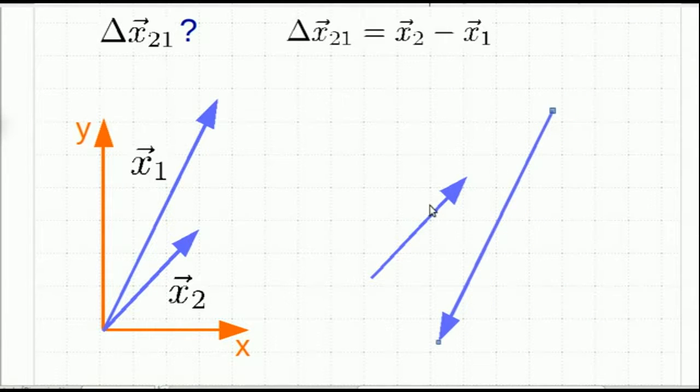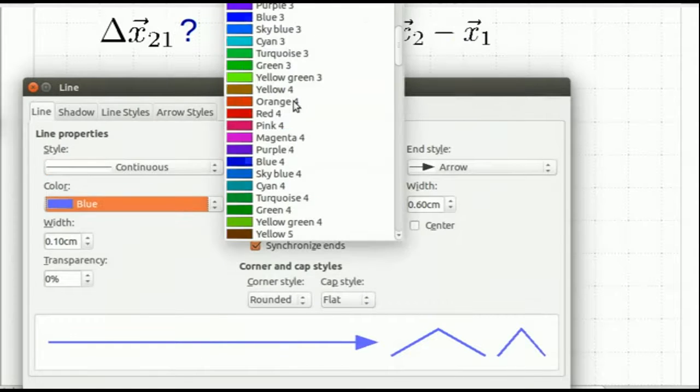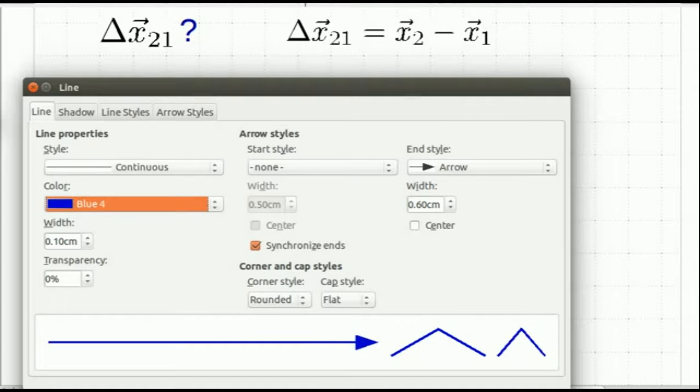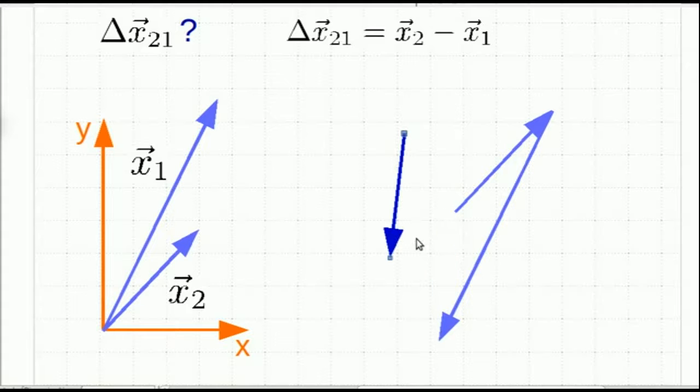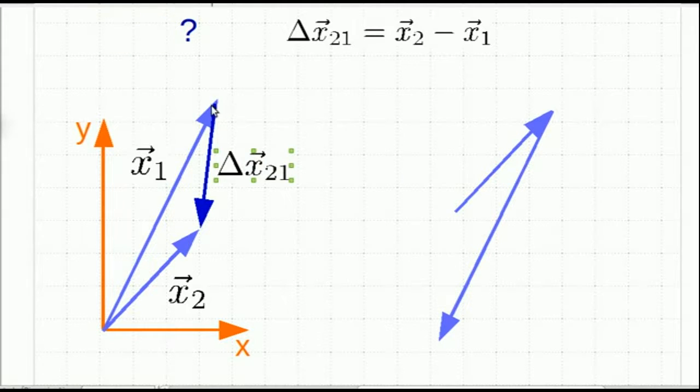And so if I put them head to tail, like so, now I'm going to get delta x looking like this. Let me just change its color so it's clear which one it is. So there is delta x. And I'll just slide it over, and here you see it is, as we thought, the vector which points from the initial location to the final location.